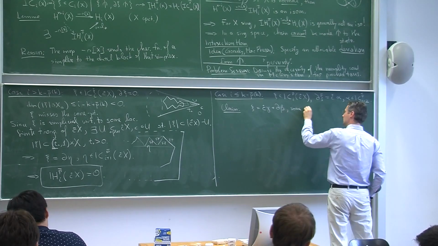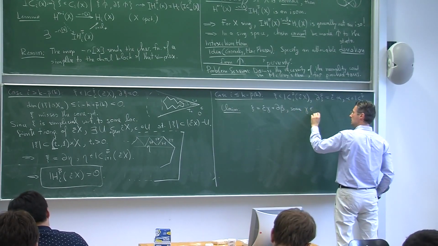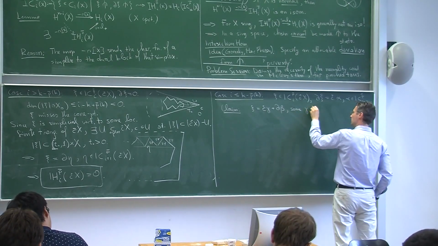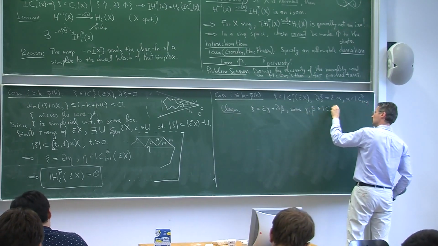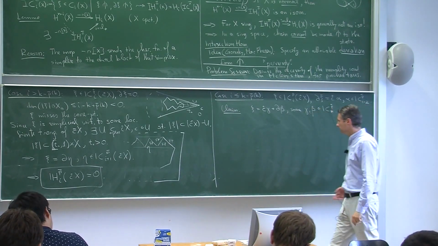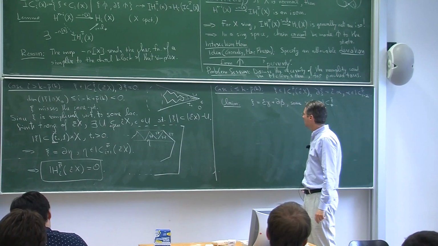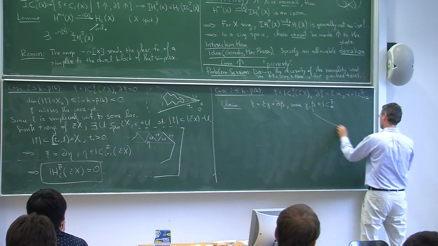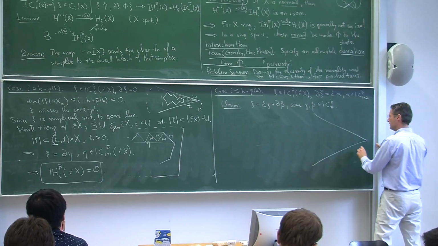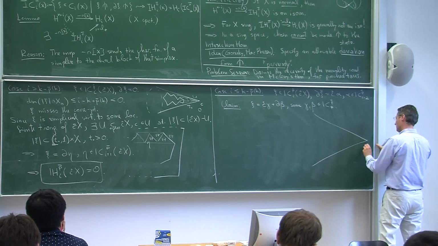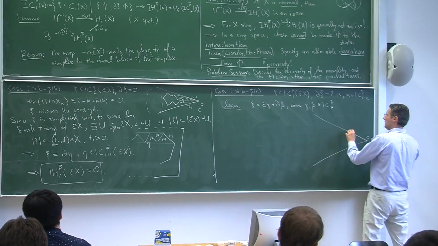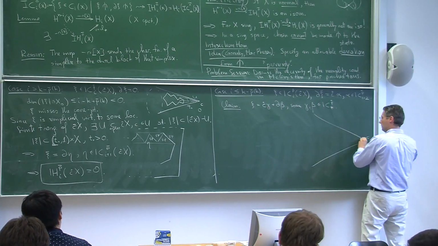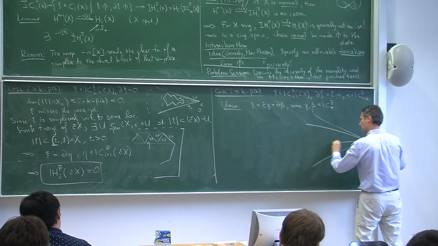For suitable gamma and beta intersection chains. So how do we see this? Maybe it's a good idea to make a picture. I know that the boundary is the cone on something.